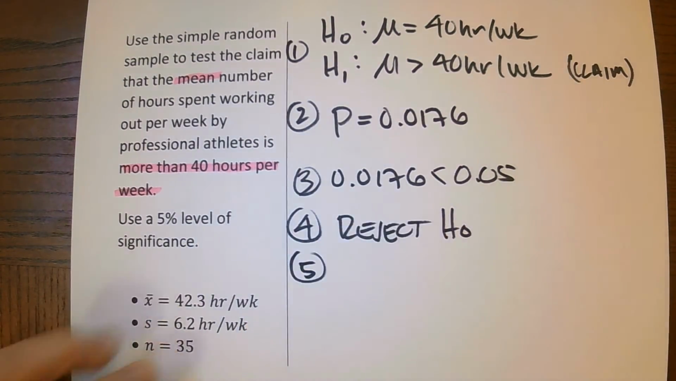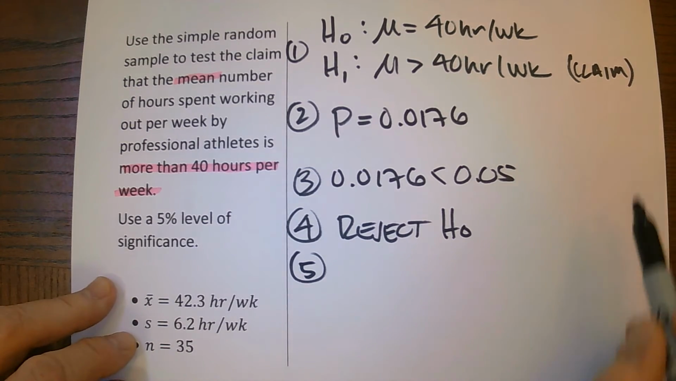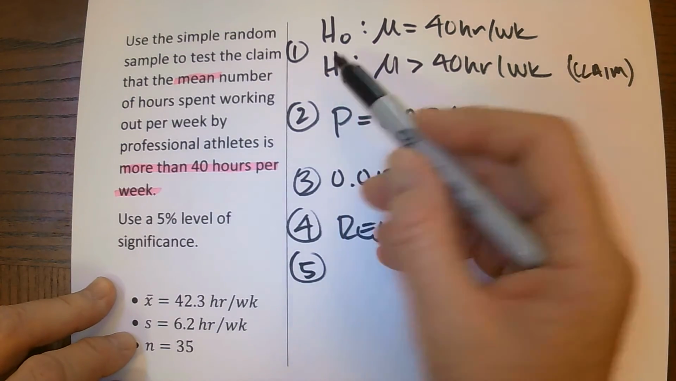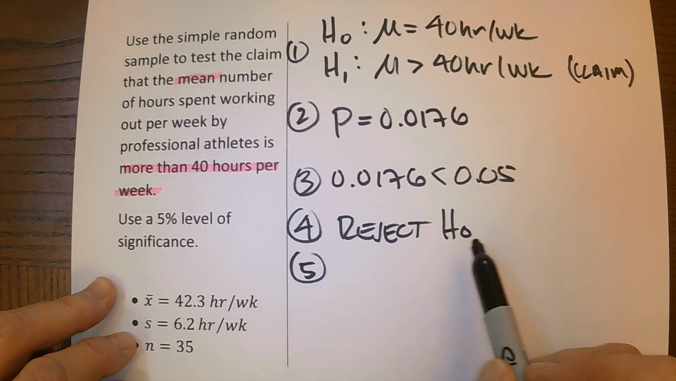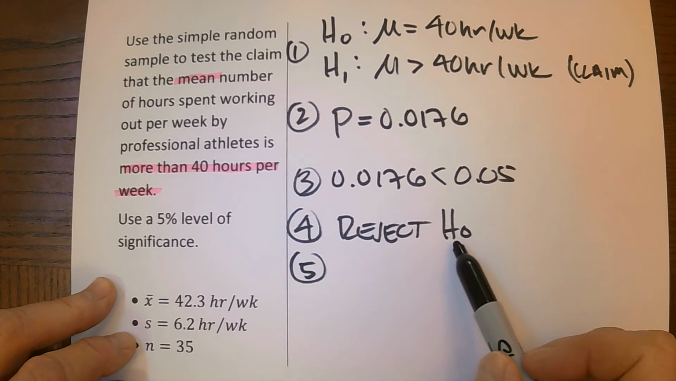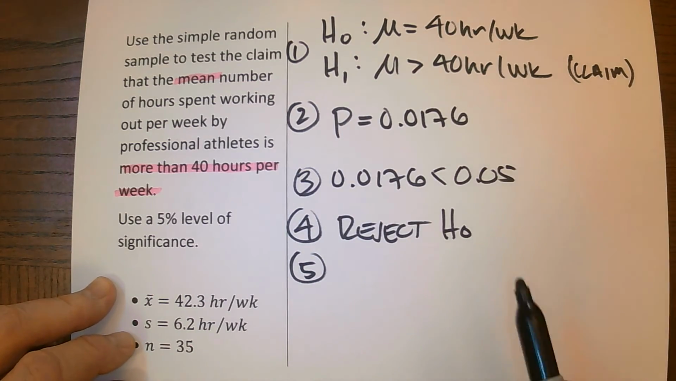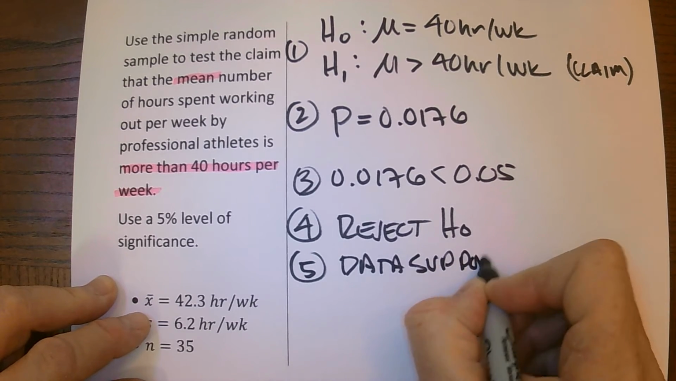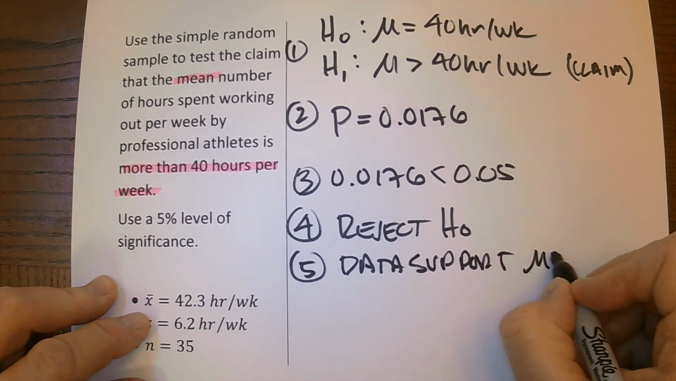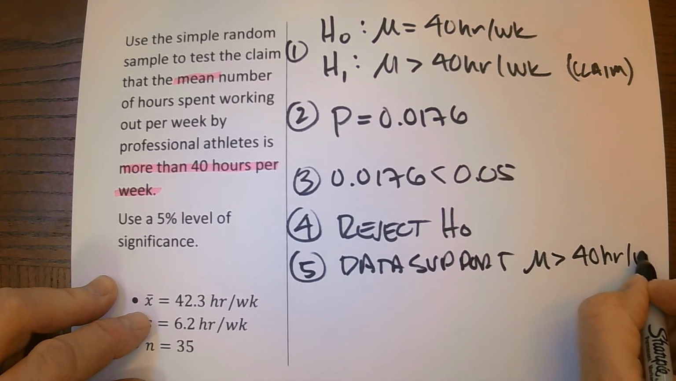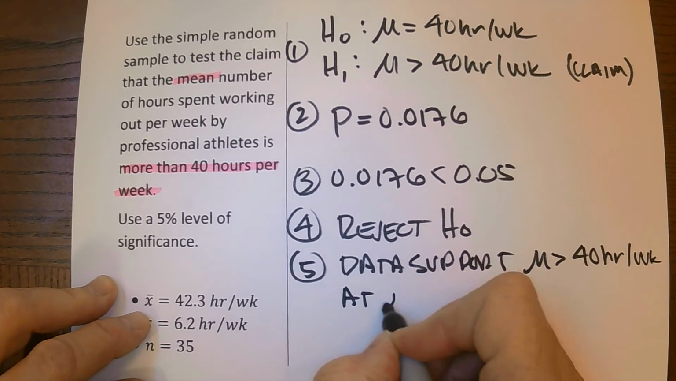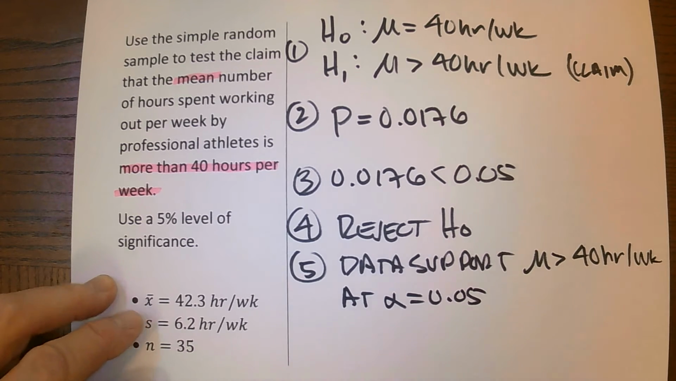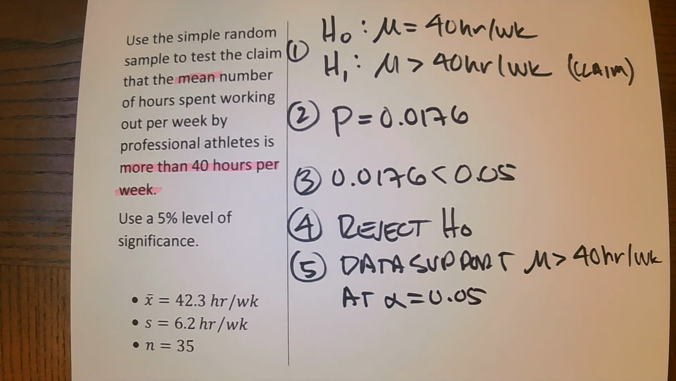The final step is to address the initial claim. Was the initial claim, the alternative claim, supported by the argument? Well, we rejected the null hypothesis, so we're going to go with the alternative, which was the claim. So, data support mu is greater than 40 hours per week at alpha equals 0.05 or 5%. There you go. That is your 5-step process.